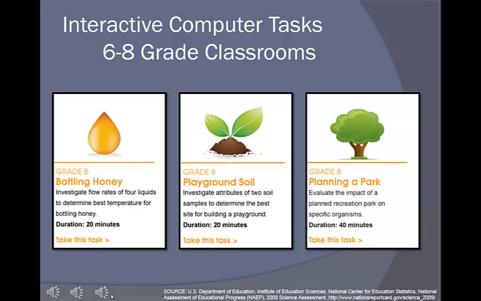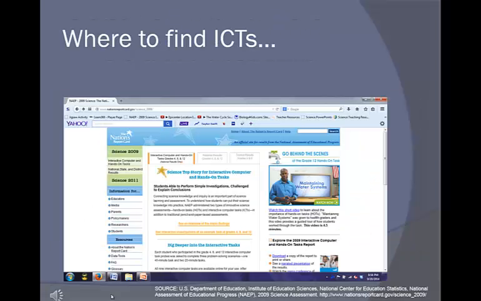In this lab, students are asked to evaluate the impact of a planned recreation park on specific organisms. The released computer tasks can be found on the Nation's Report Card website. I have attached a link above to access this website.